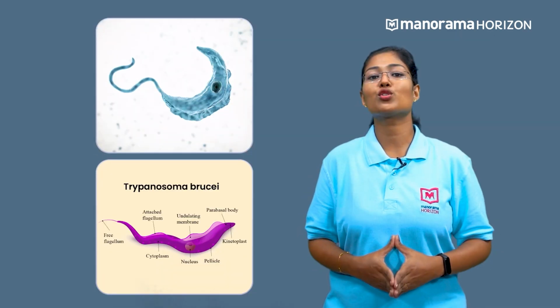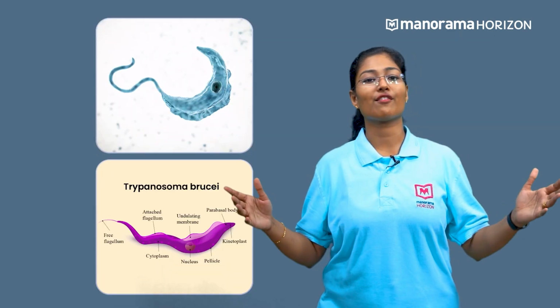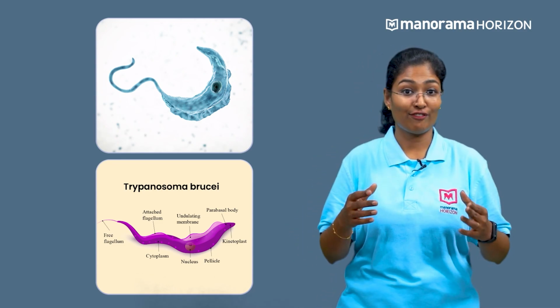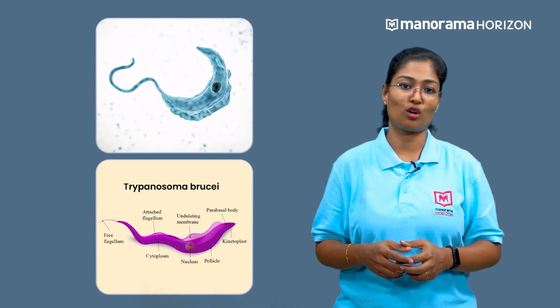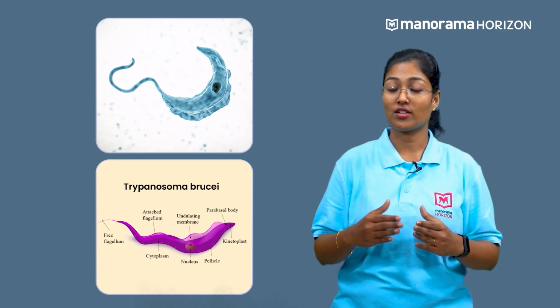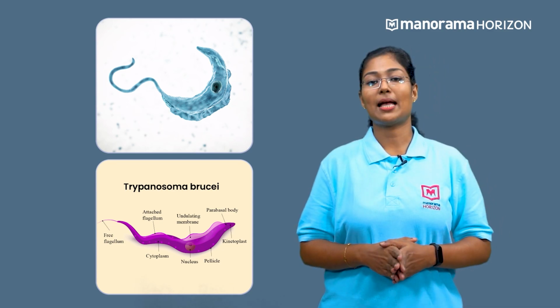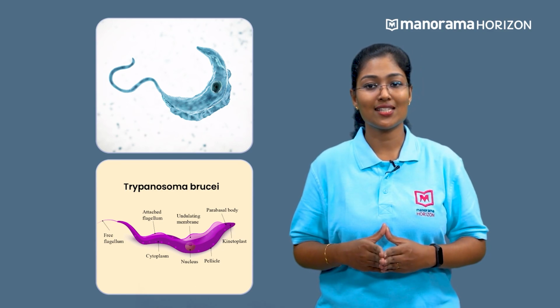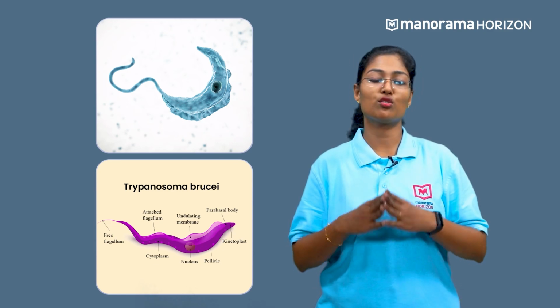The flagellated protozoans constitute free-living or parasitic forms. As the name implies, they have flagella which help in locomotion. The parasitic forms cause diseases. For example, sleeping sickness or trypanosomiasis is caused by the protozoan Trypanosoma.